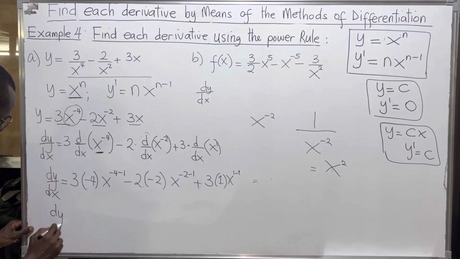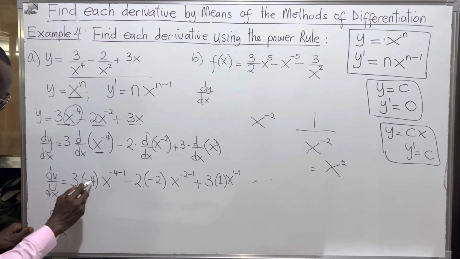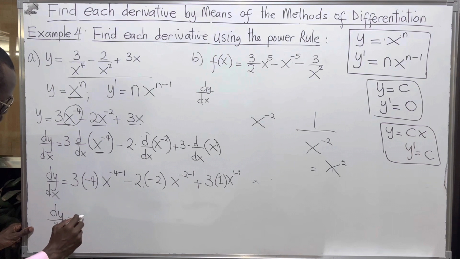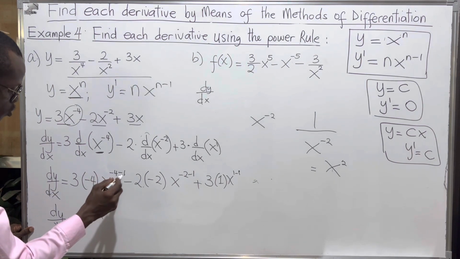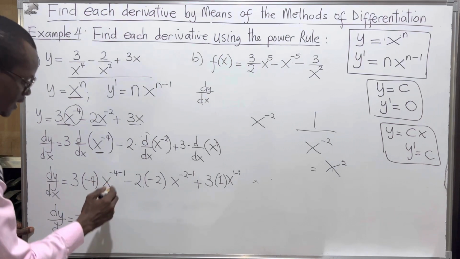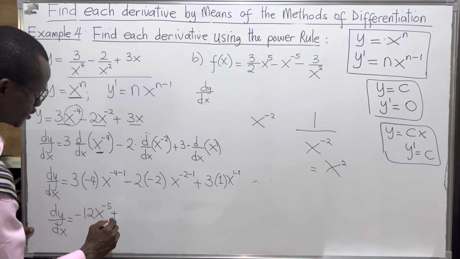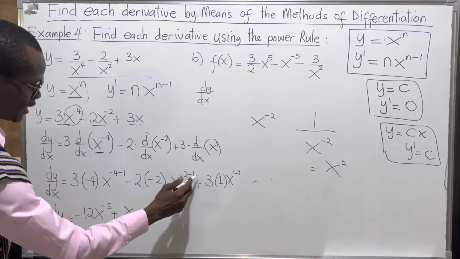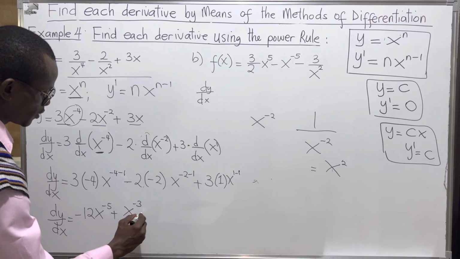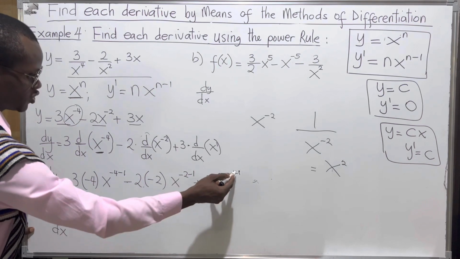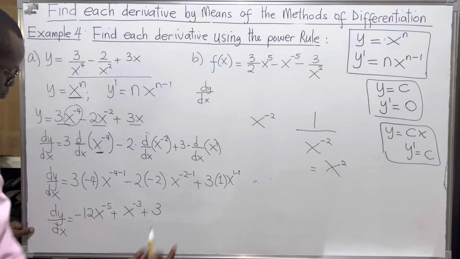So dy by dx is equal to 3 times 4 is 12. So it's minus 12 now. X raised to the power minus 4 and minus 1. The signs are the same. We add minus 5. Minus times minus is positive. The signs again are the same. We add minus 3 plus 3. X raised to the power 0 is just 1.